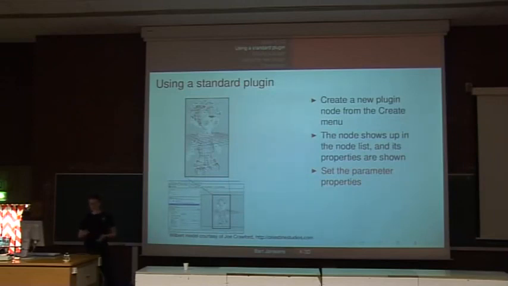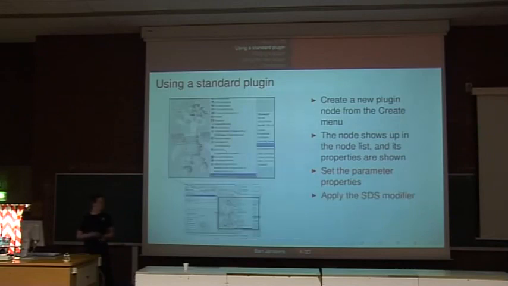Now we're going to apply an additional modifier, which is done by right-clicking the model. We get again all the plugins that can be used as a modifier, and in this case we apply the subdivision surface modifier, which creates an interactive, smoothed version of the object we imported.